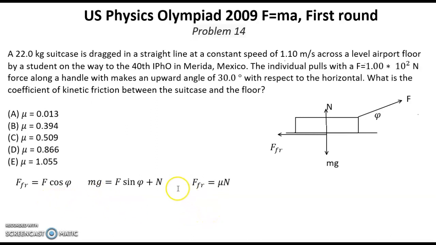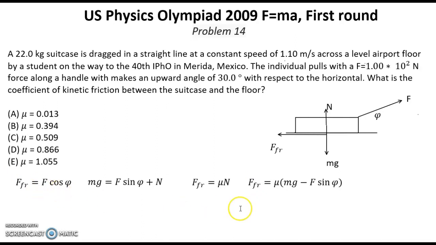Now let's exclude some components. So first we can take normal force from this equation and insert it here. So we have force of friction equal to coefficient of friction mu multiplied by mg minus F multiplied by sine phi. And now we can insert this expression for force of friction in this equation.